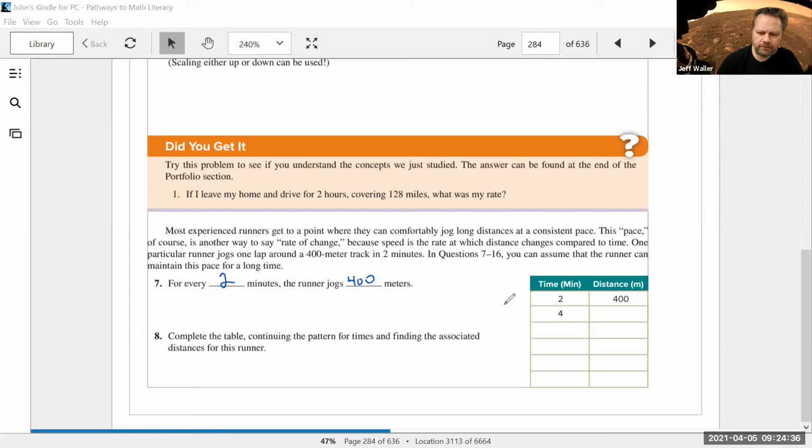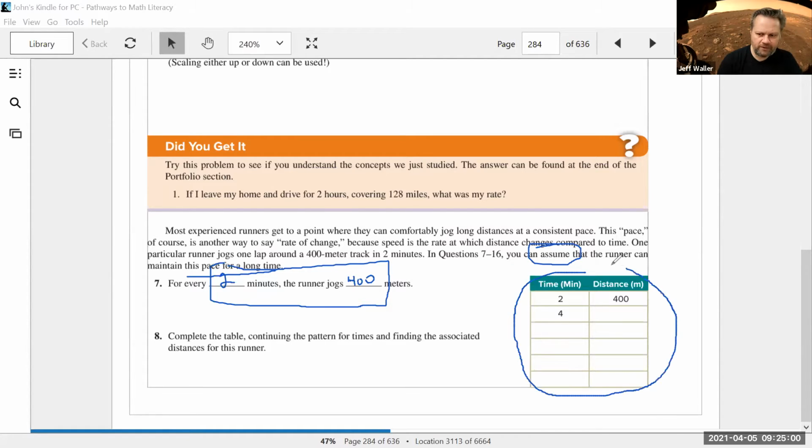So now I want you to realize something. Every 2 minutes, they jog 400 meters, and we're going to assume that they can maintain this pace for a long time. So this person is not me. All right. This is a different person. So is there a quick way? Well, just take a minute and fill in. Can you fill in this chart? Don't say anything. Try to fill that chart in, only knowing this.